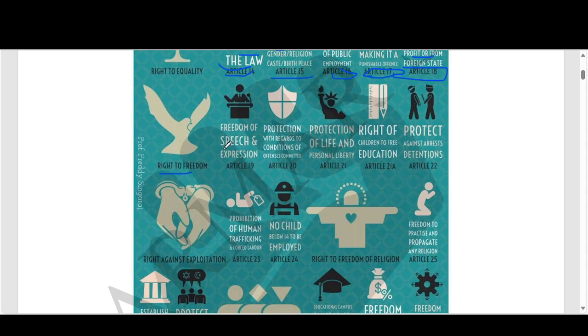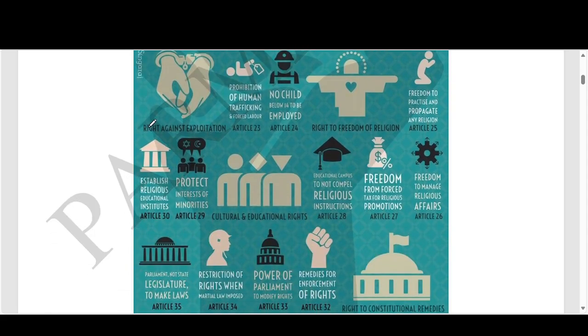Right to freedom: Article 19, freedom of speech and expression; Article 20, protection in respect of conviction for offences; Article 21, protection of life and personal liberty; Article 21A, right of children to free education; Article 22, protection against arrest and detention. Right against exploitation: Article 23, prohibition of human trafficking and forced labor; Article 24, no child below 14 to be employed.